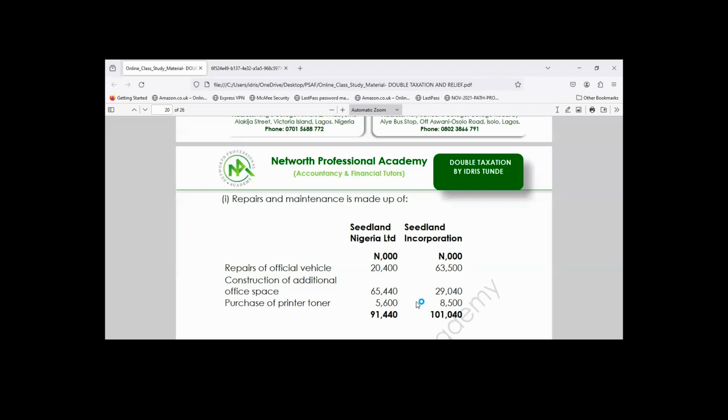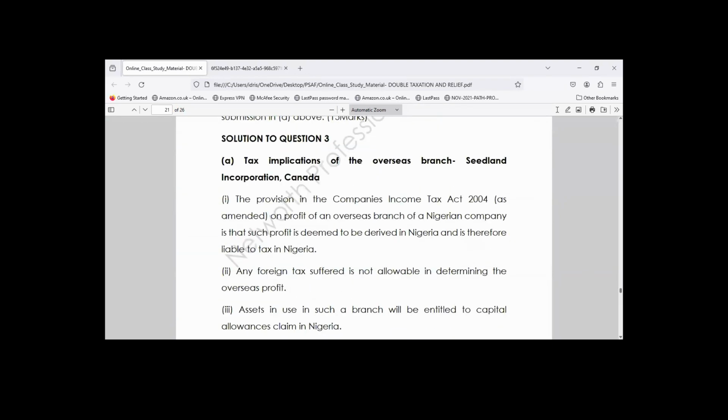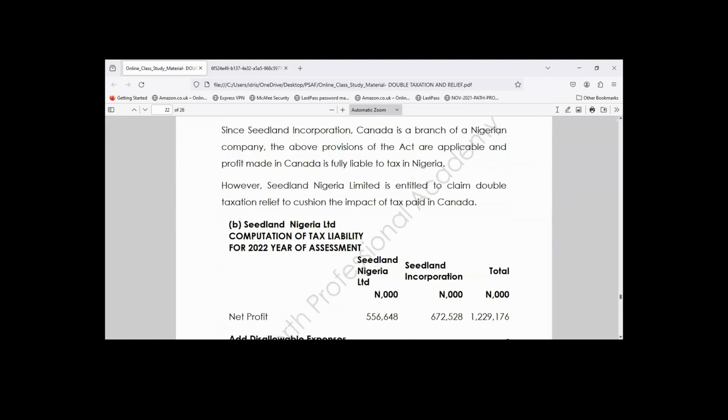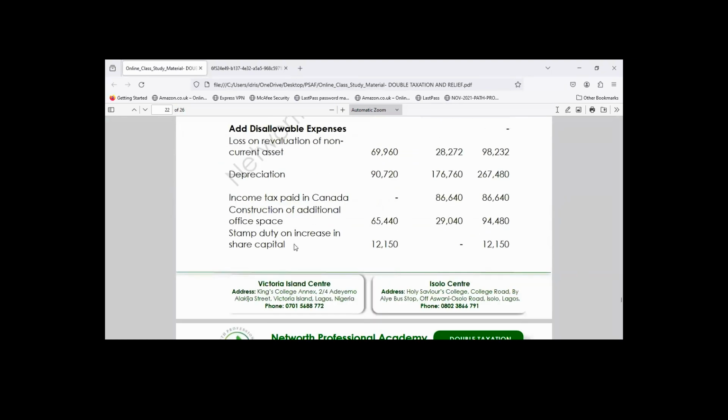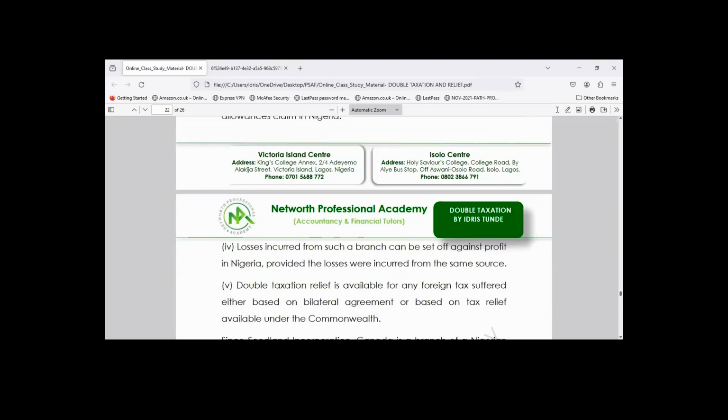Do you understand? Yes, sir. Okay. So the only one I'm going to disallow here will be construction of additional office space. So if you look at my workings, I disallow construction of additional office space.